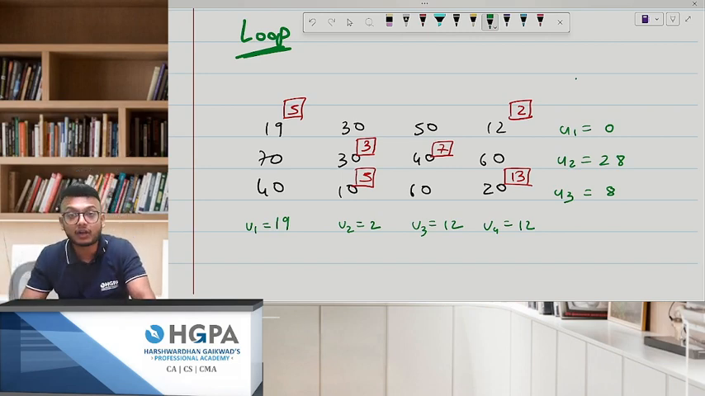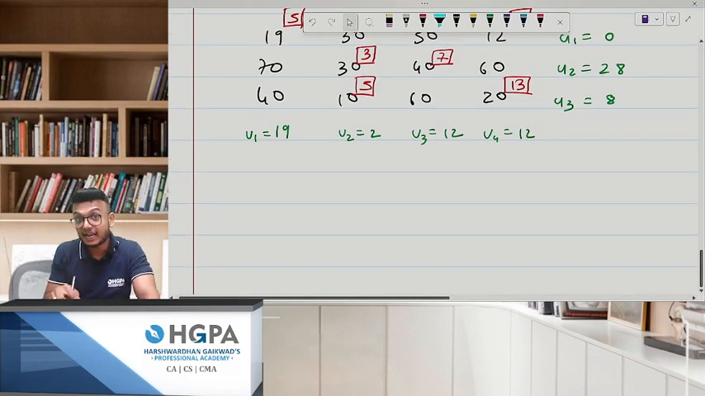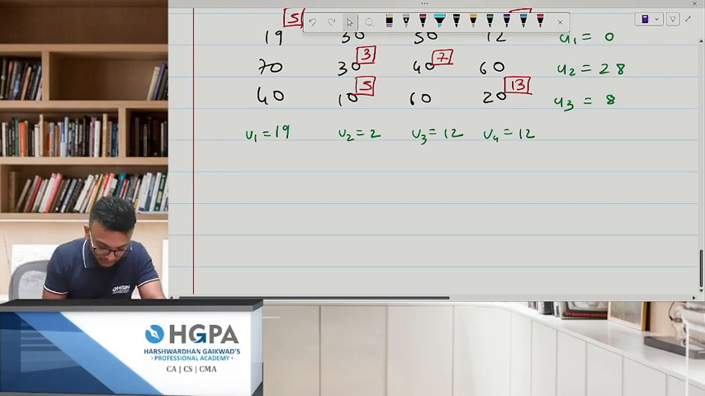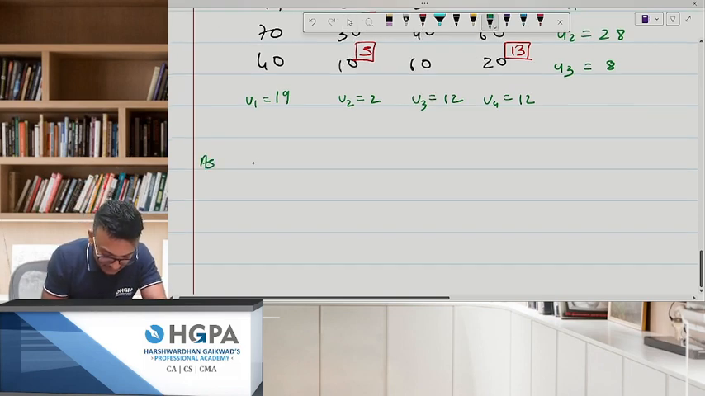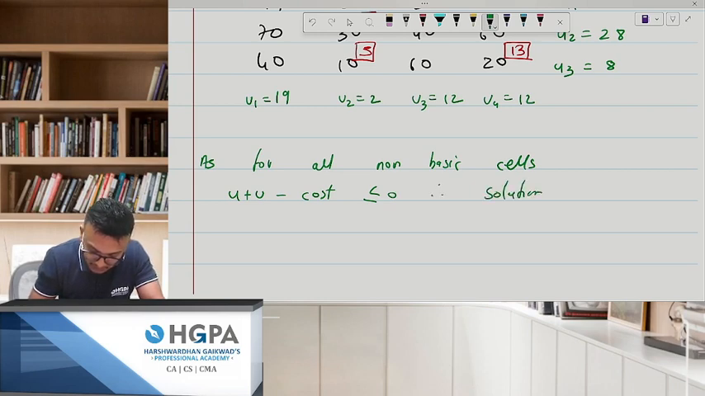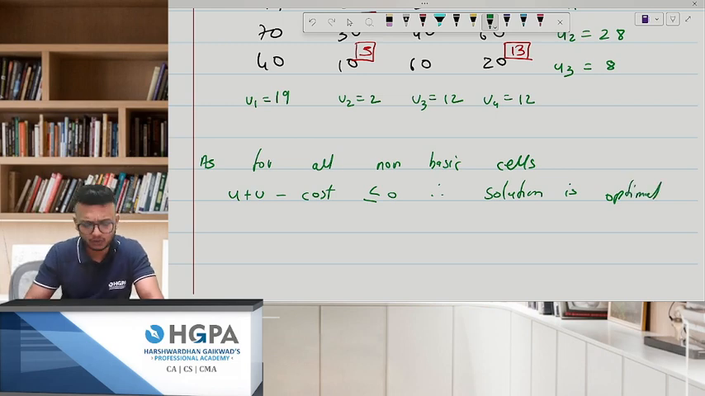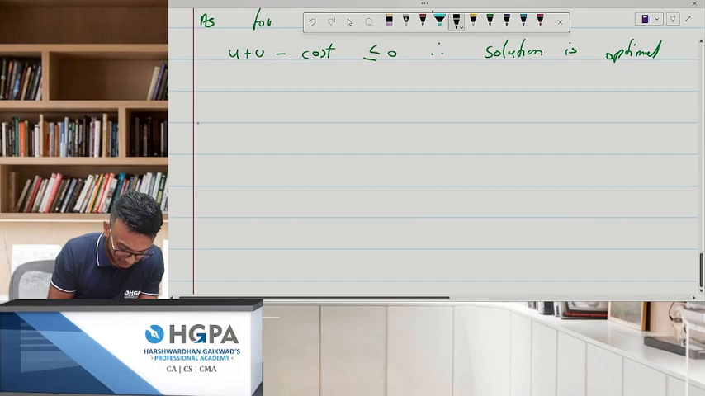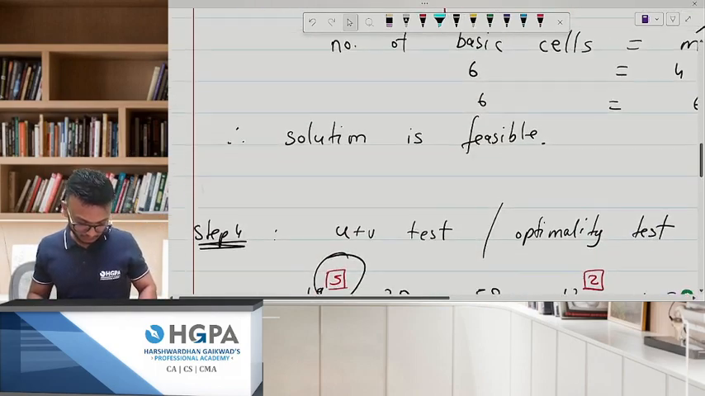So now your solution is what? You have to write this down. I'm just telling you the concept. But if this had to come positive, you would have to draw a loop again. So you can write over here: for all non-basic cells, U plus V minus cost is less than or equal to 0. Therefore, solution is optimal. Finish. Question is over. Now, last step, step number 5.